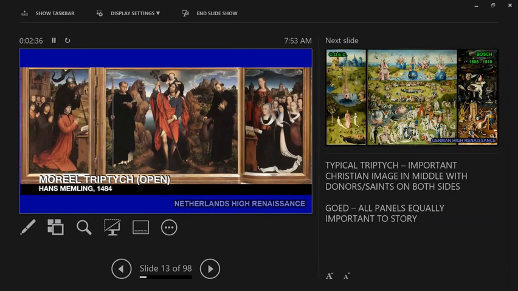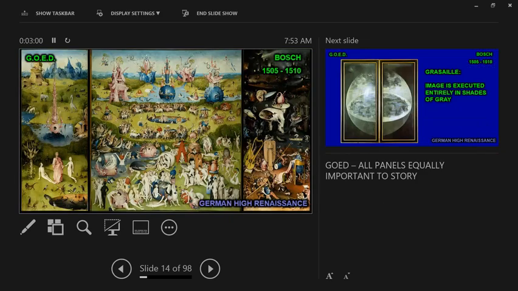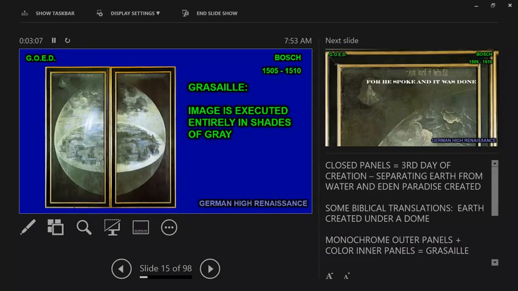This is a typical triptych at that time, where the main painting is in the center, and on the left and on the right, you either have saints or you have donors. In this case, we have donors. And how can you tell they are donors? They're kneeling. But let's forget about this one. This is a typical triptych. This is a very atypical triptych. And so in this case, all panels are equal to the story.